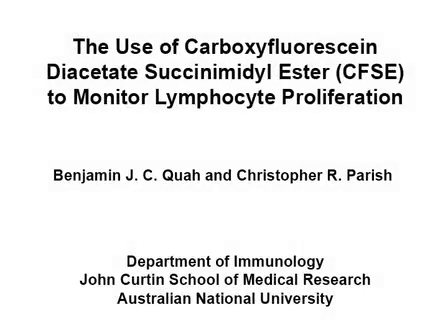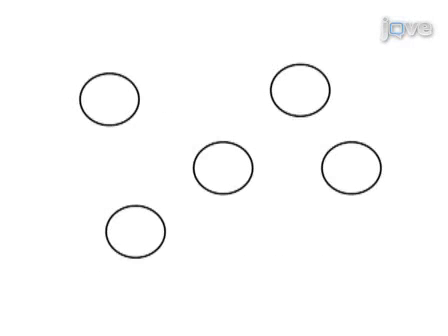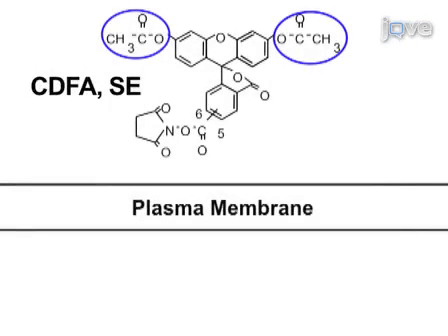The overall goal of this experiment is to label lymphocytes with the intracellular fluorescent dye CFSE so that lymphocytes can be monitored for cell division by flow cytometry. This is achieved by mixing lymphocytes with CFDA-SE, which is the diacetylated form of CFSE.